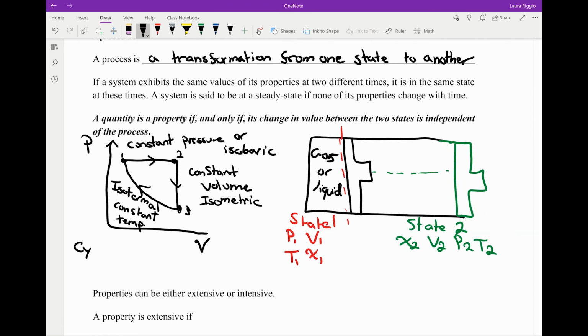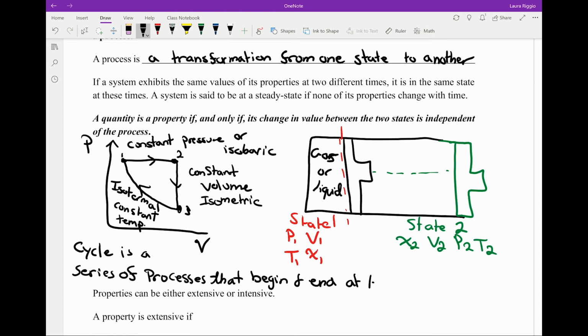We have something, a cycle, which is what I just drew, is a series of processes that begin and end at the same state.